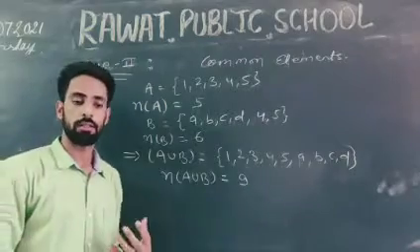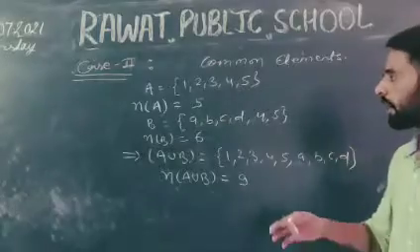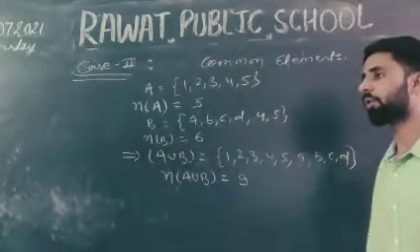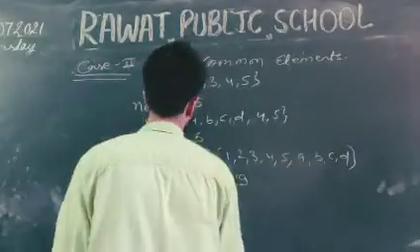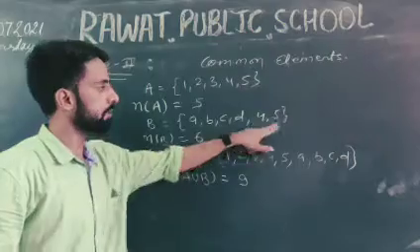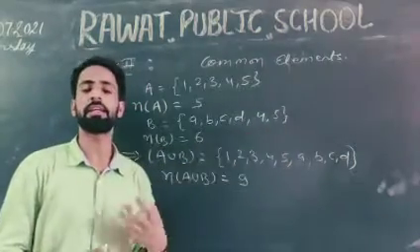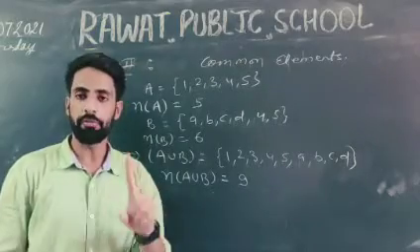But if I add 5 and 6, it gives me 11, not 9. That means this is less than the total number of elements in set A and set B. Why is this less? This is less because the roster theory says the elements are not repeated, and 4, 5 are present in both the sets. They will be written only once.